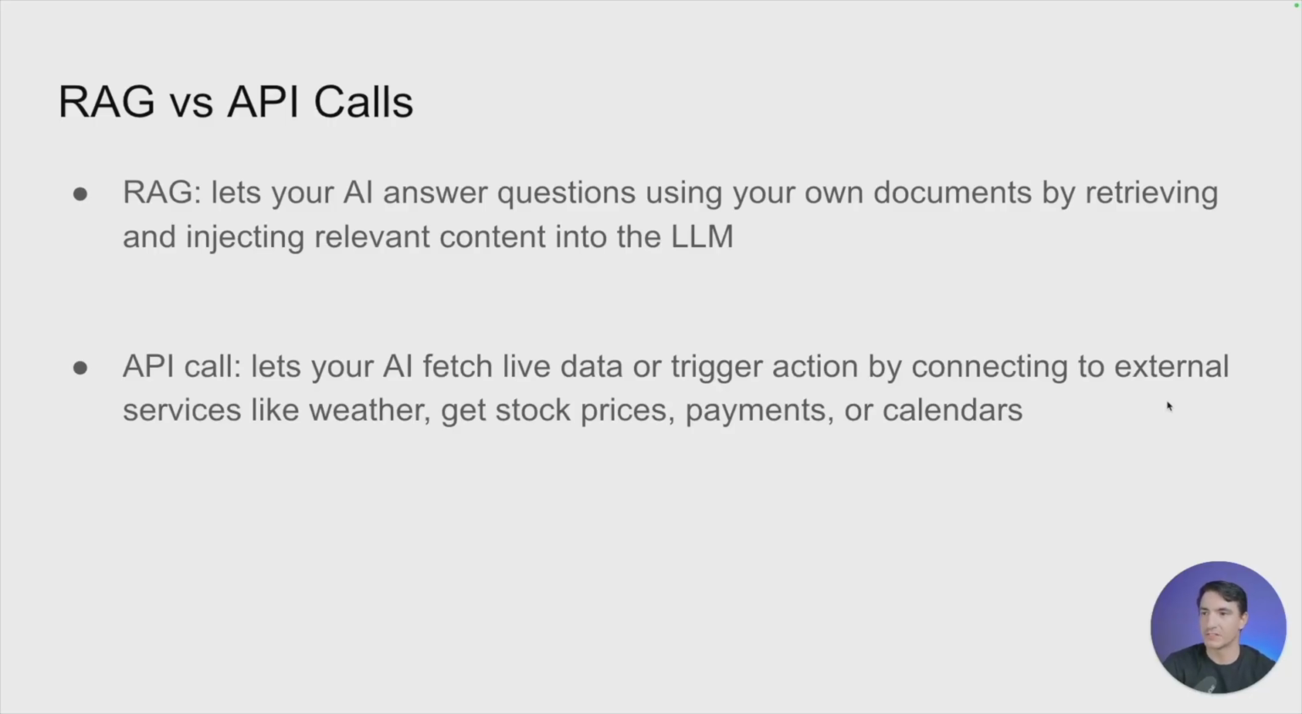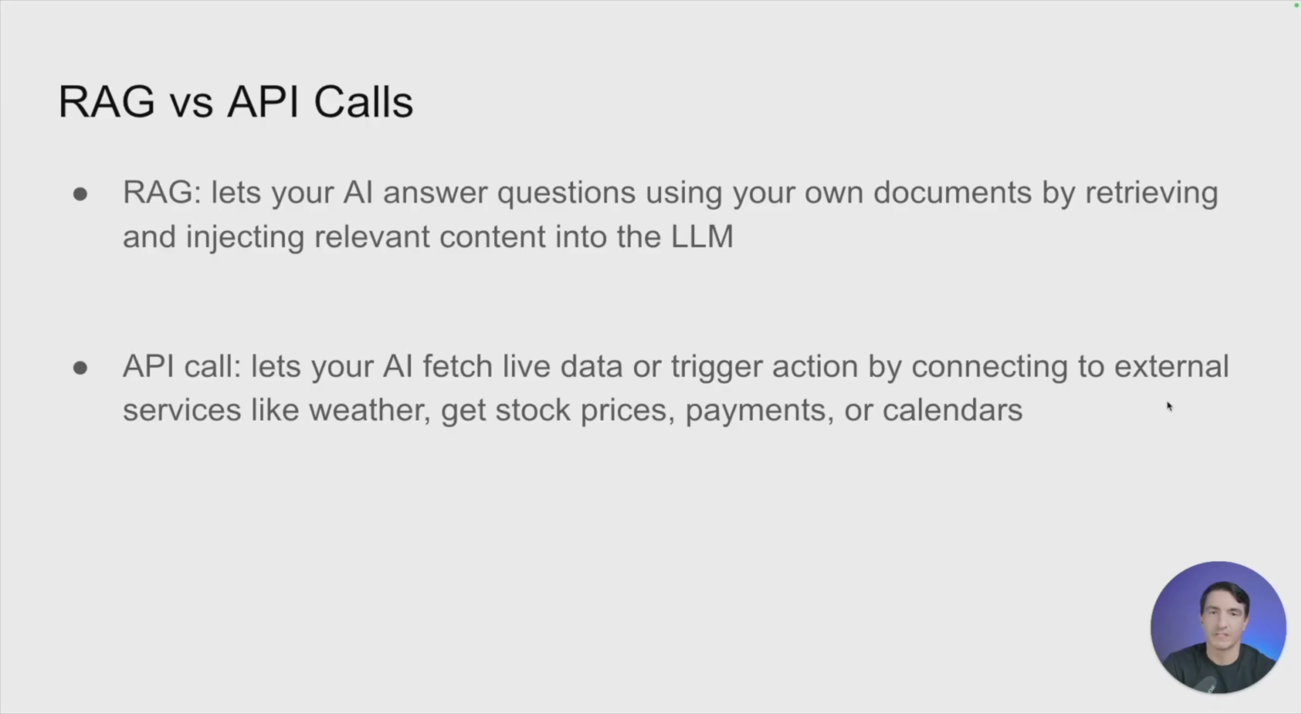RAG lets your AI answer questions using your own documents. So it will give the relevant information to the LLM based on documents you already have. You can think of maybe specific policy documents in your business, or FAQs, or terms and conditions, things of that nature. They're internal, we store them, and we can have relevant information be accessed by the LLM. So just think it's internal.